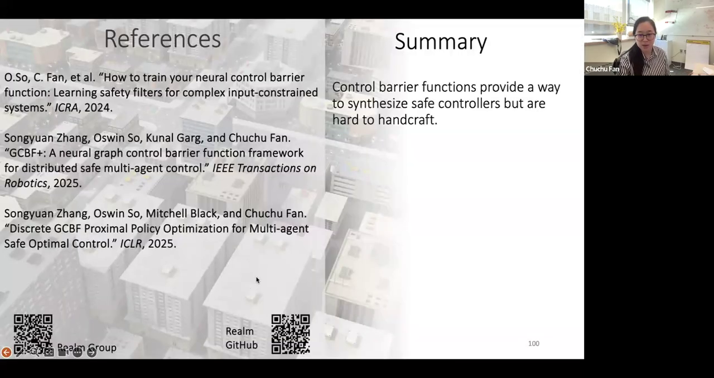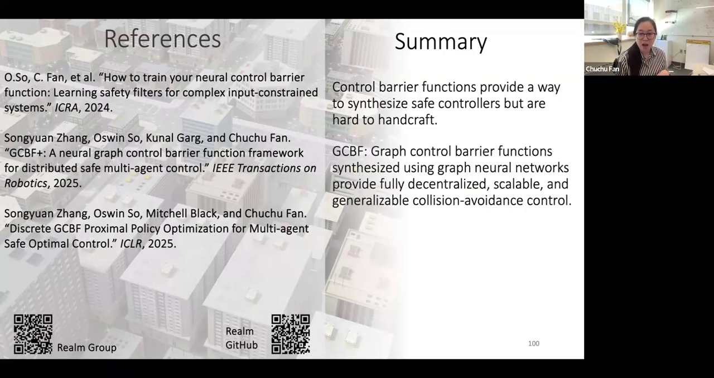Let me quickly summarize here. In today's talk, I introduced control barrier functions as a very powerful tool to synthesize safe controllers. However, they are very difficult to get. You have to be trained to be an expert to handcraft one, even for simple systems. For systems with nonlinear dynamics, with high dimensional dynamics, and with input constraints, it's really hard, if not impossible, to find a CBF for them. However, the good news is we can learn such CBFs.